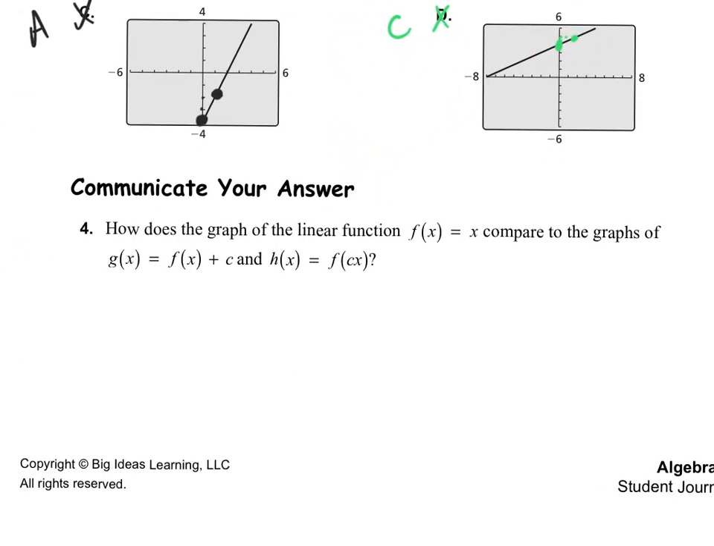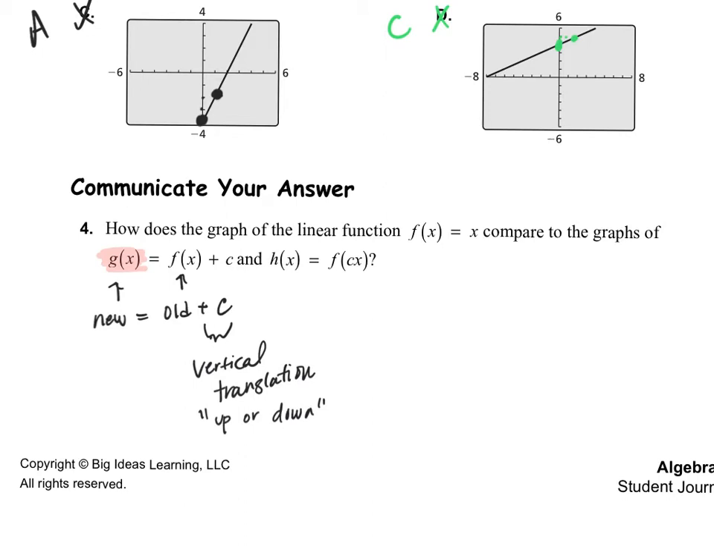Okay, so if you have g of x equals f of x plus c, so basically your new one equals your old one plus c. So this means your new equals your old graph plus c. This plus c means a vertical translation, aka up or down.